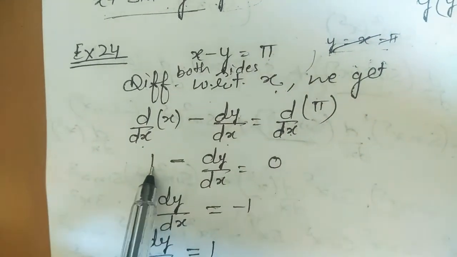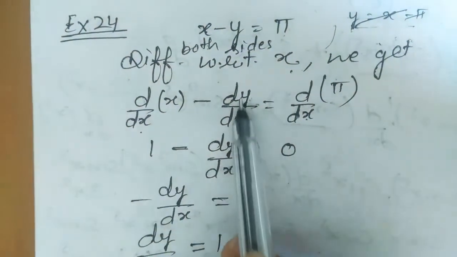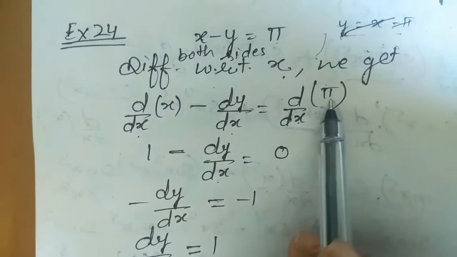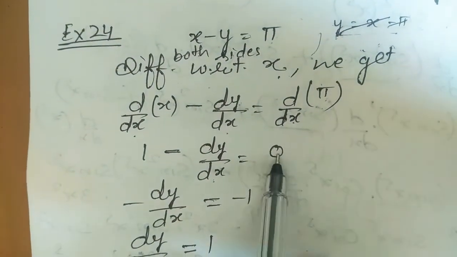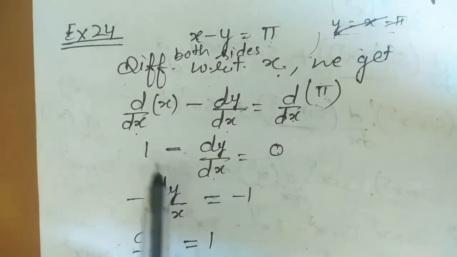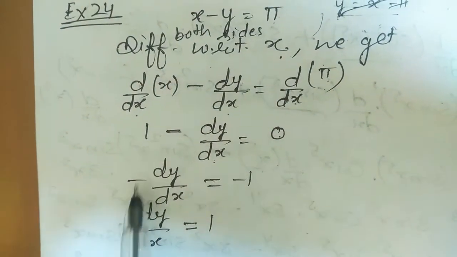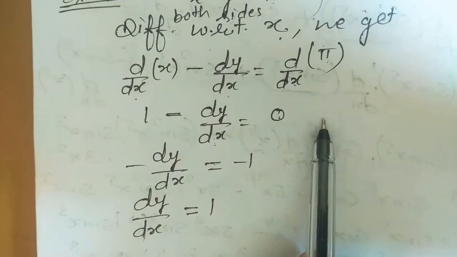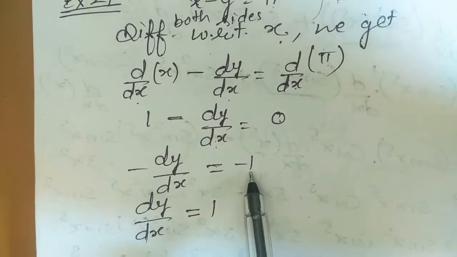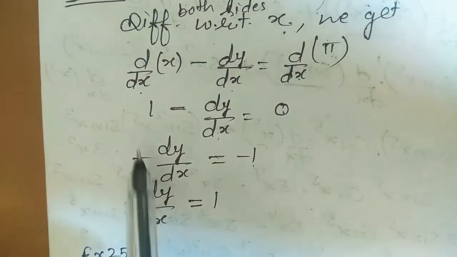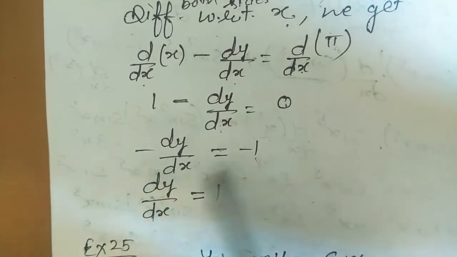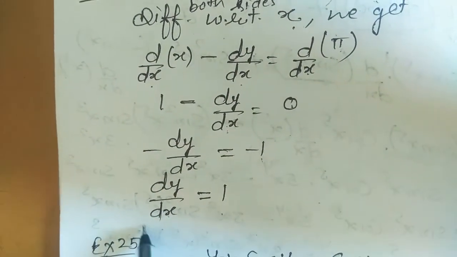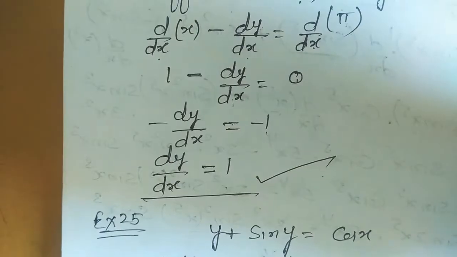What is the derivative of x with respect to x? 1. And dy by dx stays as it is. What is pi here? A constant, so the derivative of a constant is 0. Then we have 1 minus dy by dx is equal to 0. We take 1 to the right hand side, so it will be minus 1. The minus cancels with the minus, so dy by dx is 1. This is the answer.